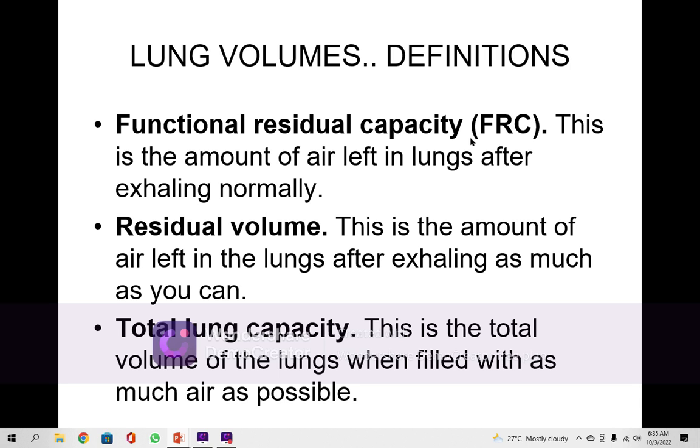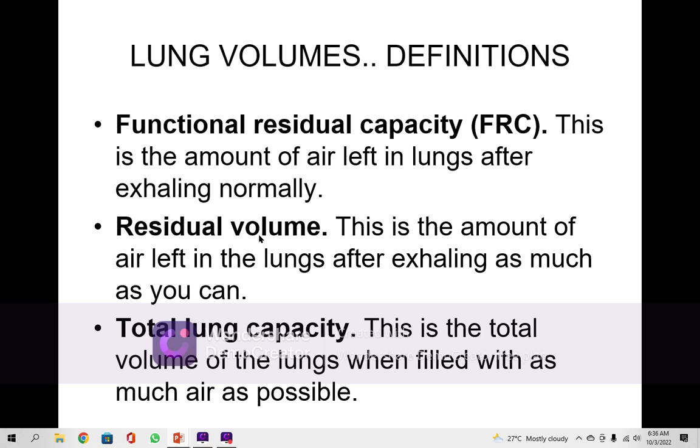FRC is calculated by the volumetric instrument. Residual volume is important. This is the amount of air left in the lungs after exhaling as much as you can. The more the residual volume, the more the disease is towards the restricted type of lung disease.